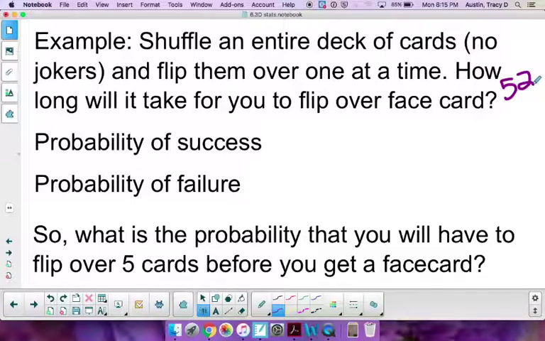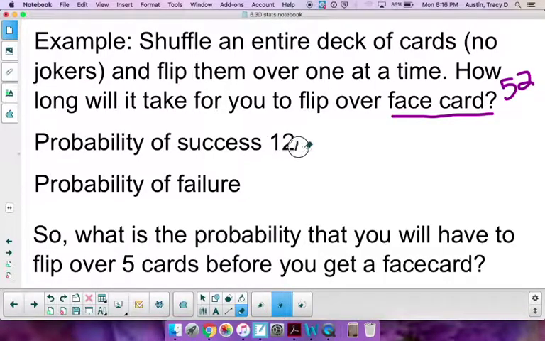So what's considered a success in this example is flipping over a face card. Okay, so again, those not familiar with a deck of cards, okay, there's jacks, queens, and kings that count as face cards, and there are 4 of each: diamond, heart, spades, and clubs. Okay, so you have 12 out of 52 is your probability of success, right? 12 out of 52.